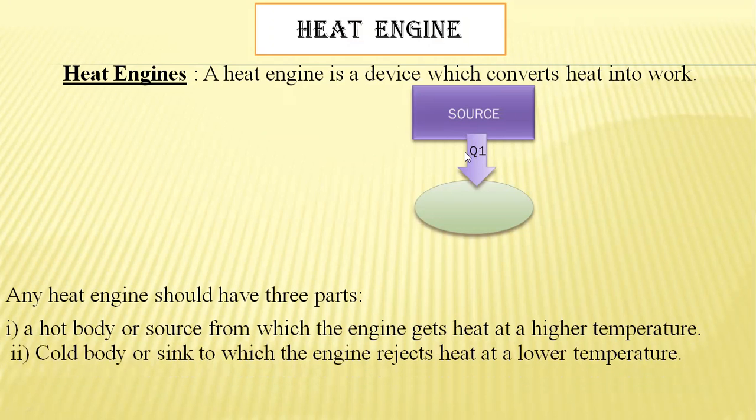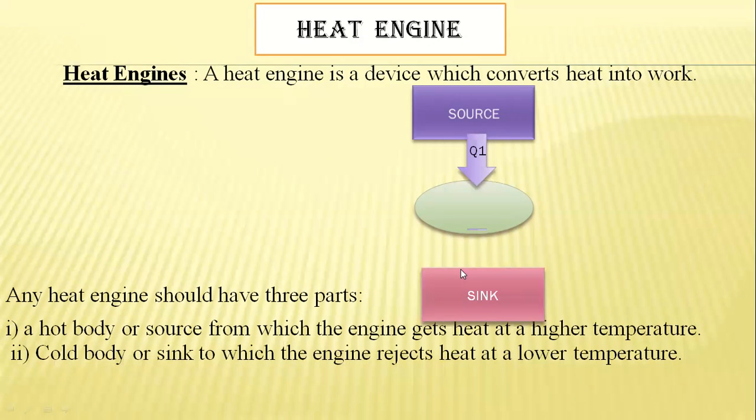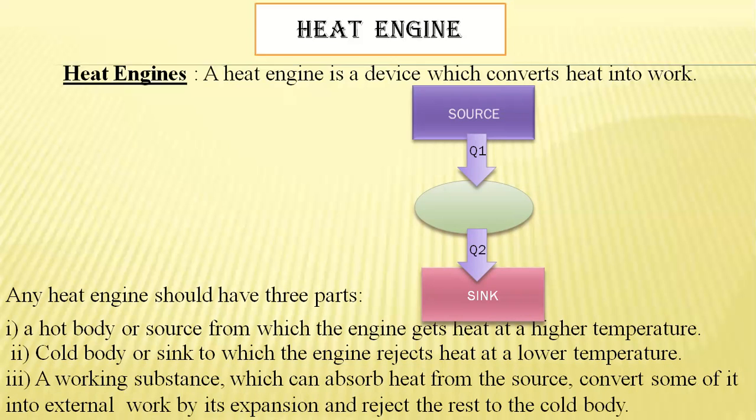And the second one is a cold body or sink to which the engine rejects heat at a lower temperature. This is the sink which is at lower temperature compared to the source, and the engine rejects Q2 amount of heat to the sink. And the third part is a working substance. It can absorb heat from the source, convert some of it into external work by its expansion, and reject the rest to the cold body.